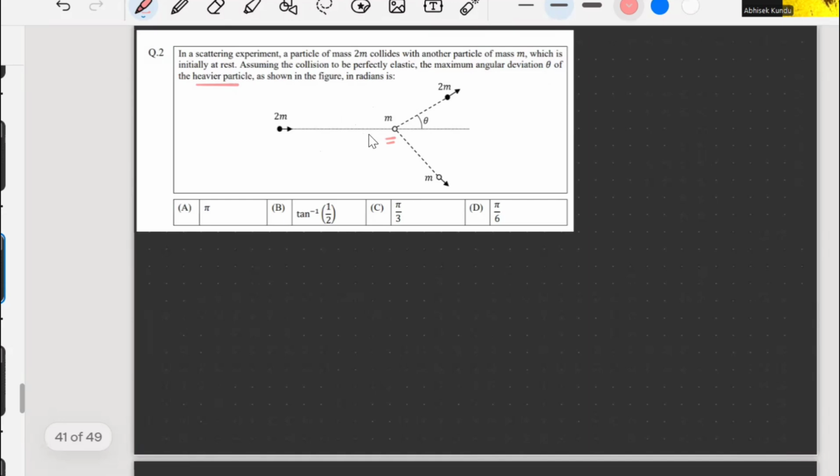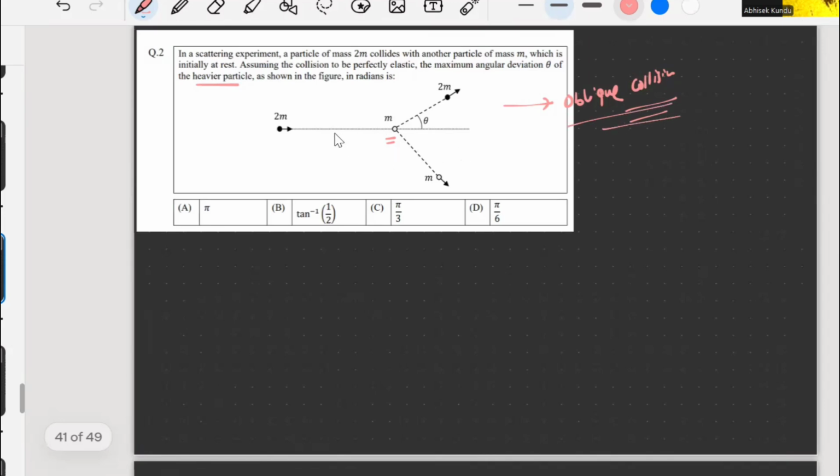Okay, so after this collision, both masses are going at an angle, so it must be an oblique collision. It is not a head-on collision, because in the case of a head-on collision, both the masses will go in a straight line only, along the impact line only. So this is an oblique collision.